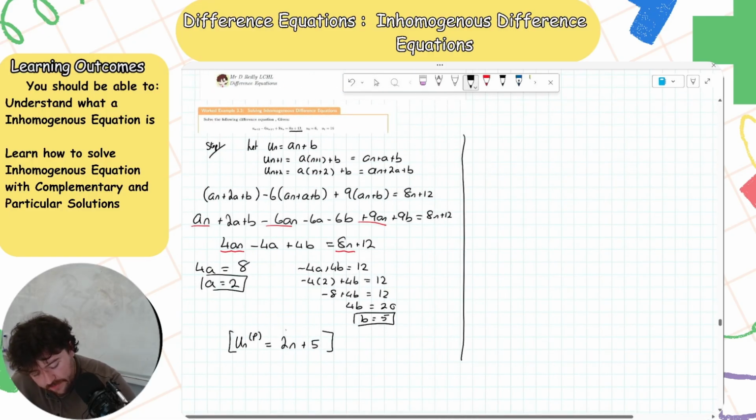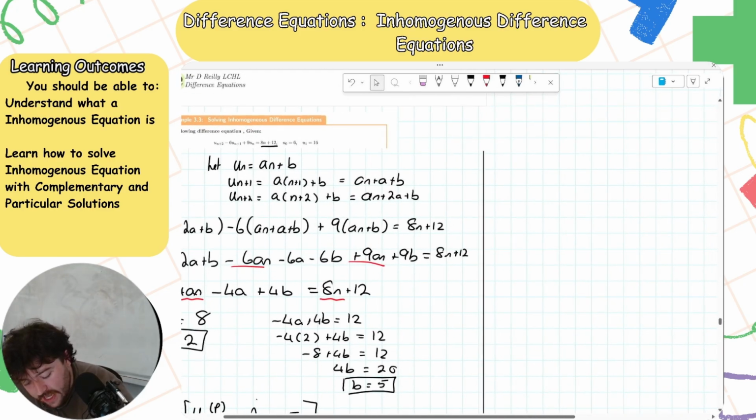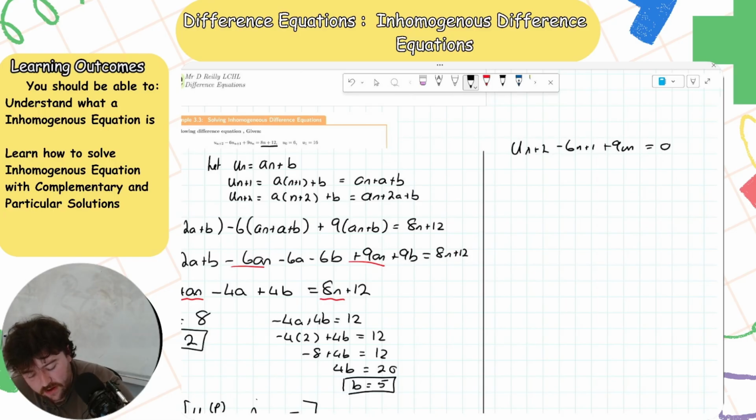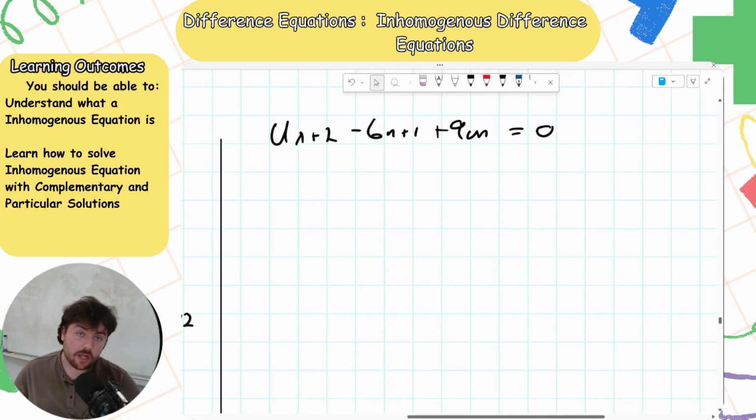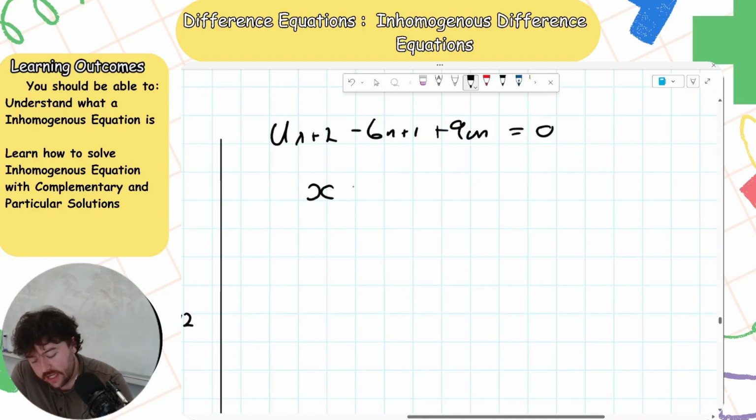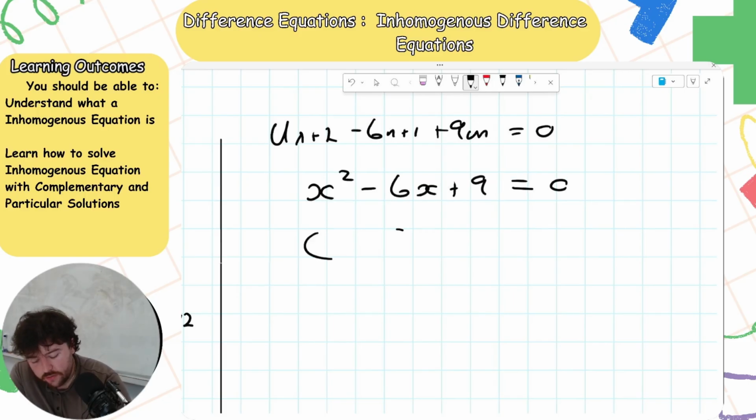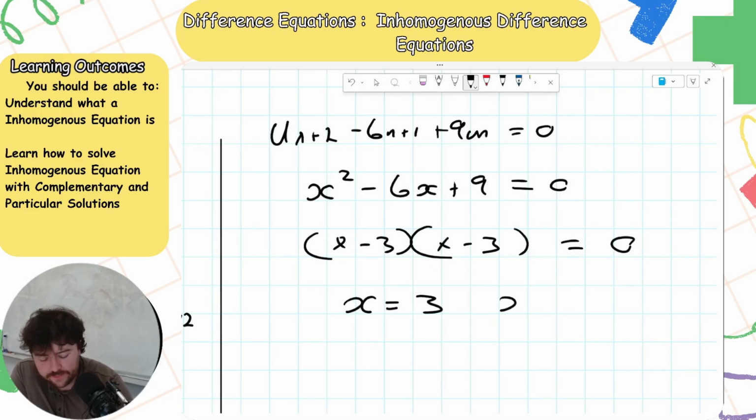Let's look at my complementary solution. So I now just solve this as a homogeneous equation. So it's u n plus 2 minus 6 u n plus 1 plus 9 u n equals 0. So write my characteristic equation. It'd be x squared minus 6x plus 9 equals 0. Two numbers that multiply to get 9 but add to get minus 6 would be x minus 3, x minus 3. I'm going to get x is equal to 3, x is equal to 3. It is a repeated root.